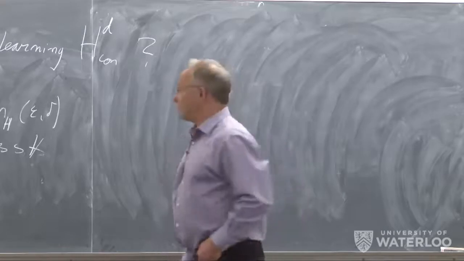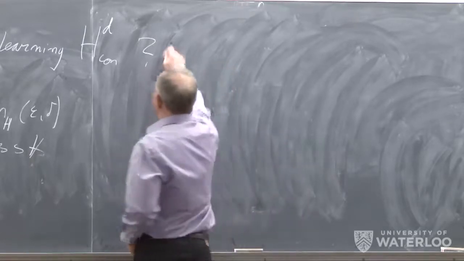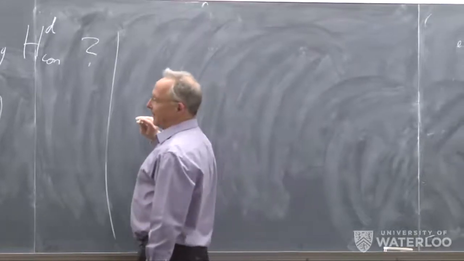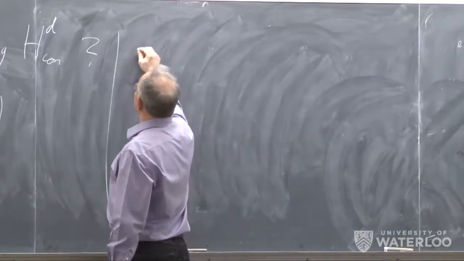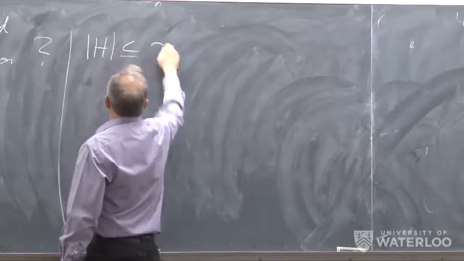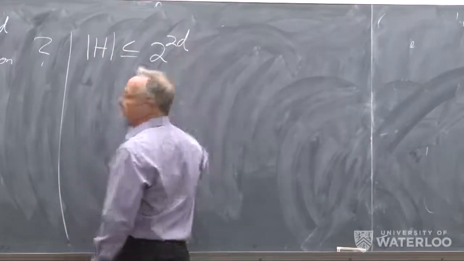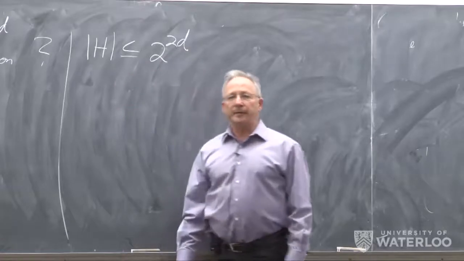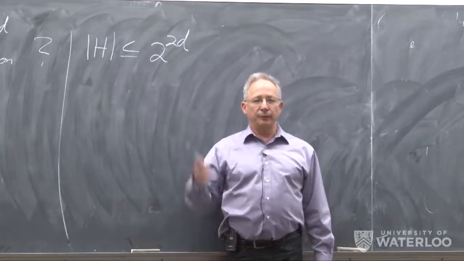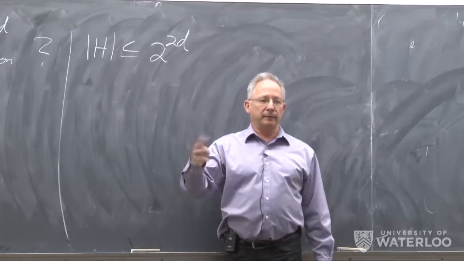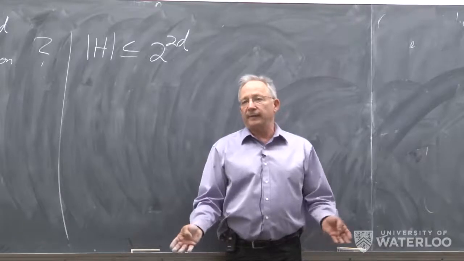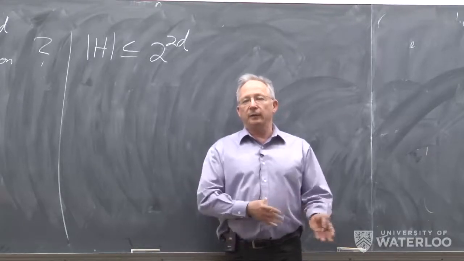So you get, that's nice. We can do a little bit better, but that's not bad. So the claim here was that the size of H is at most 2 to the 2D. Why 2 to the 2D? Because I have 2D literals. Every variable generates 2 literals. And for each literal, I can just decide whether it is or it is not in my conjunction.